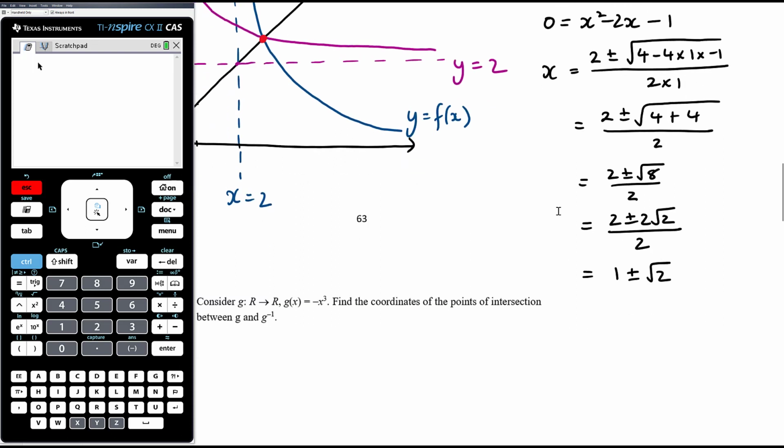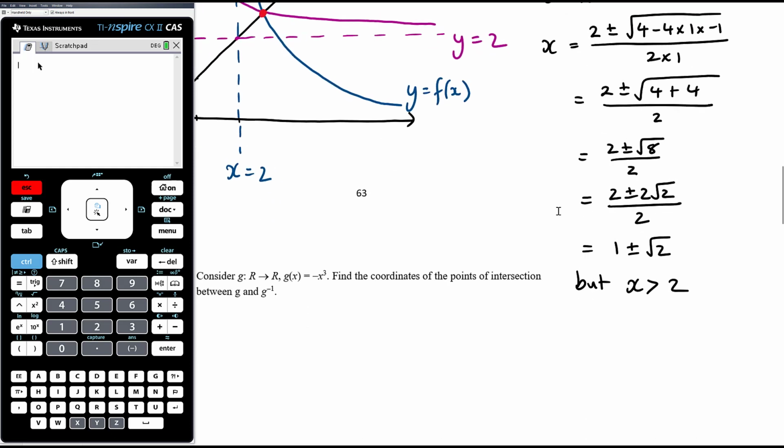Now, remember our domain. We know that x has to be bigger than 2. We can see they intersect past that asymptote. And that's the domain for f of x, and so therefore x has to be 1 plus root 2.